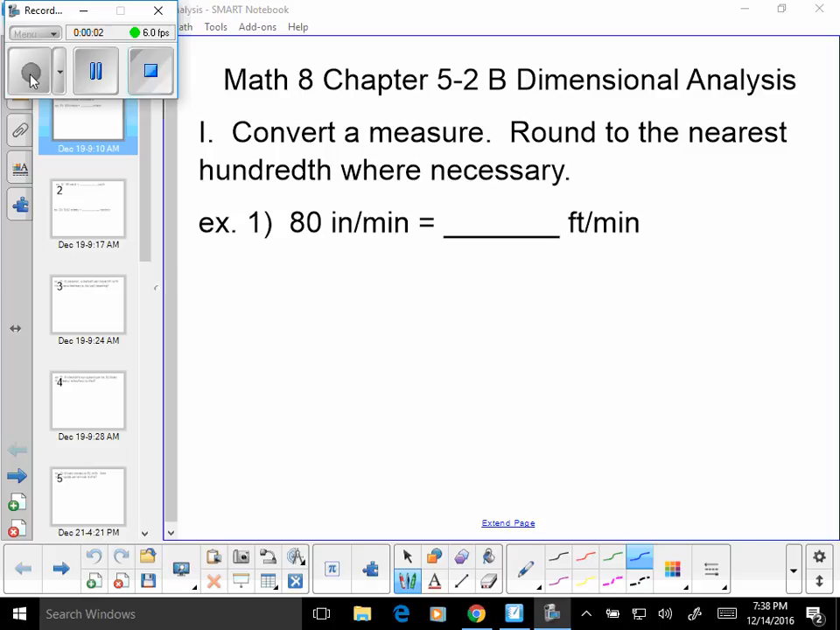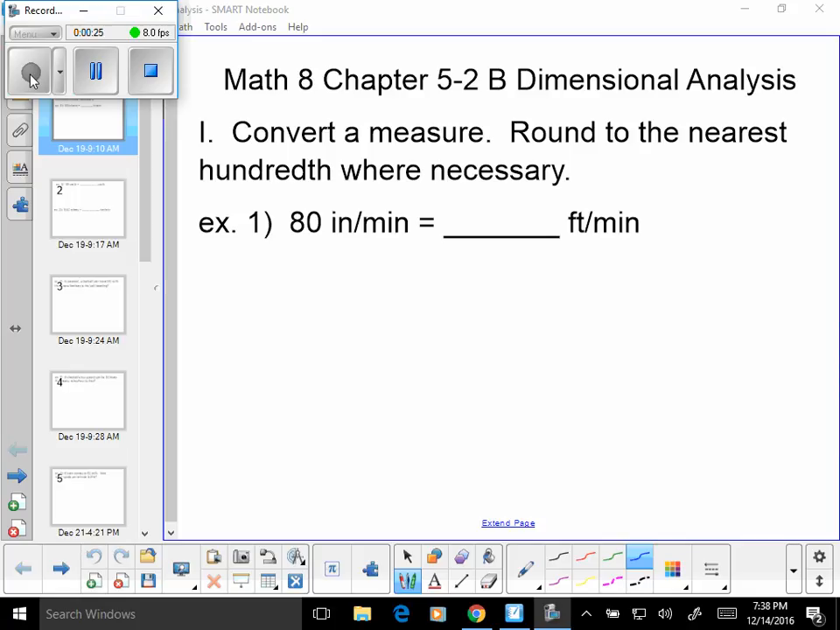Okay, class, first of all, make sure that you have the table for conversions from your textbook and also a calculator. We'll probably have to do this lesson in a couple of parts. The first thing we're going to do is convert a measure. We are going to round to the nearest hundredth where necessary.